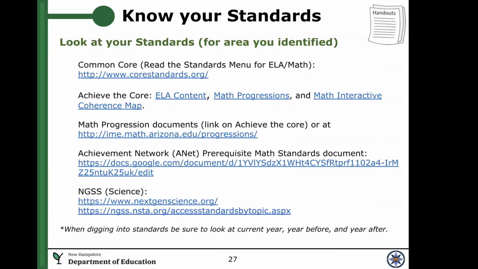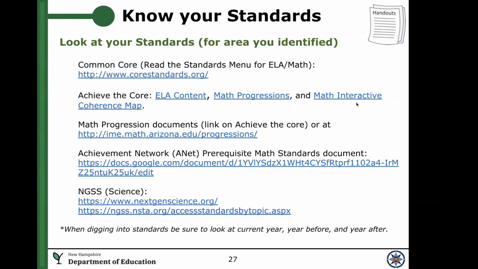when we're looking at an identified area of standards, these are all the different sites that you can go to look at. Here are your Common Core standards. We put the link here. If you were wondering about Achieve the Core, the ELA content, the link is here. The math progressions are here. There's also a math interactive coherence map.